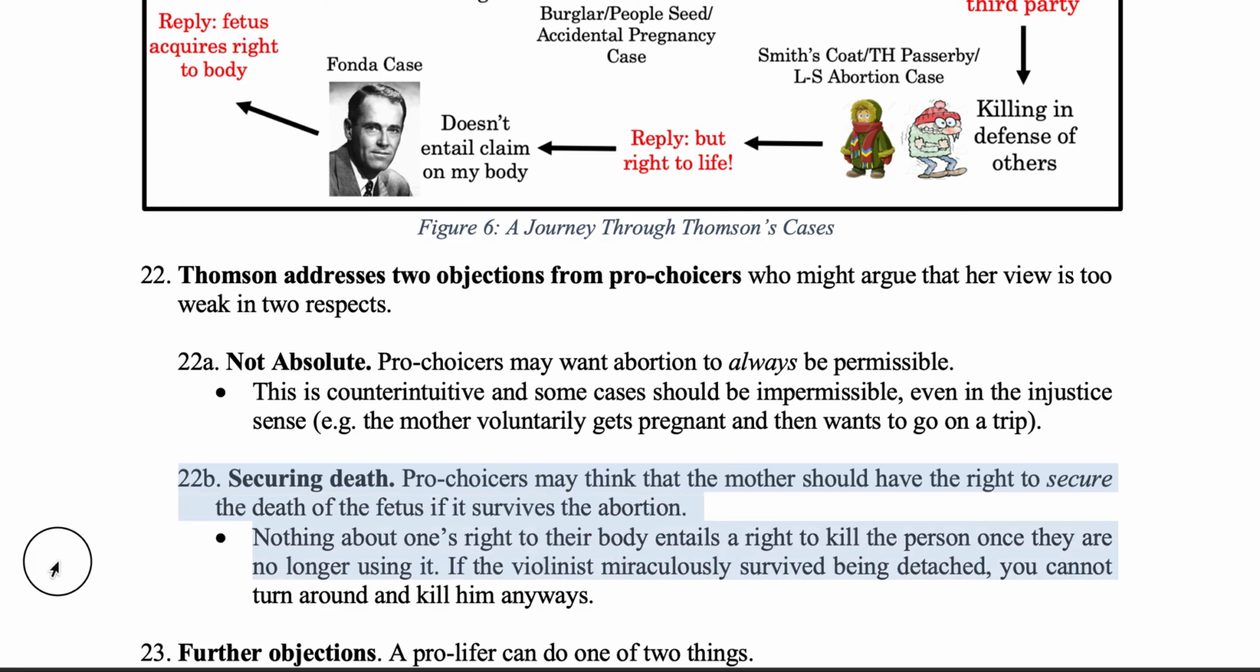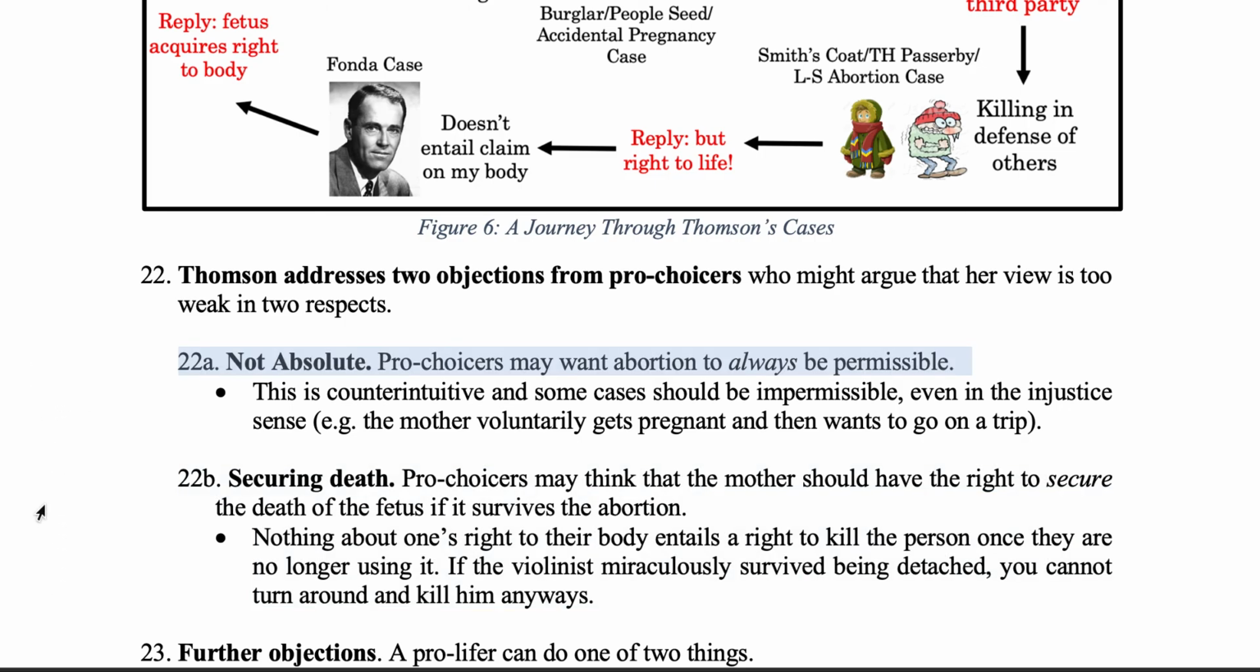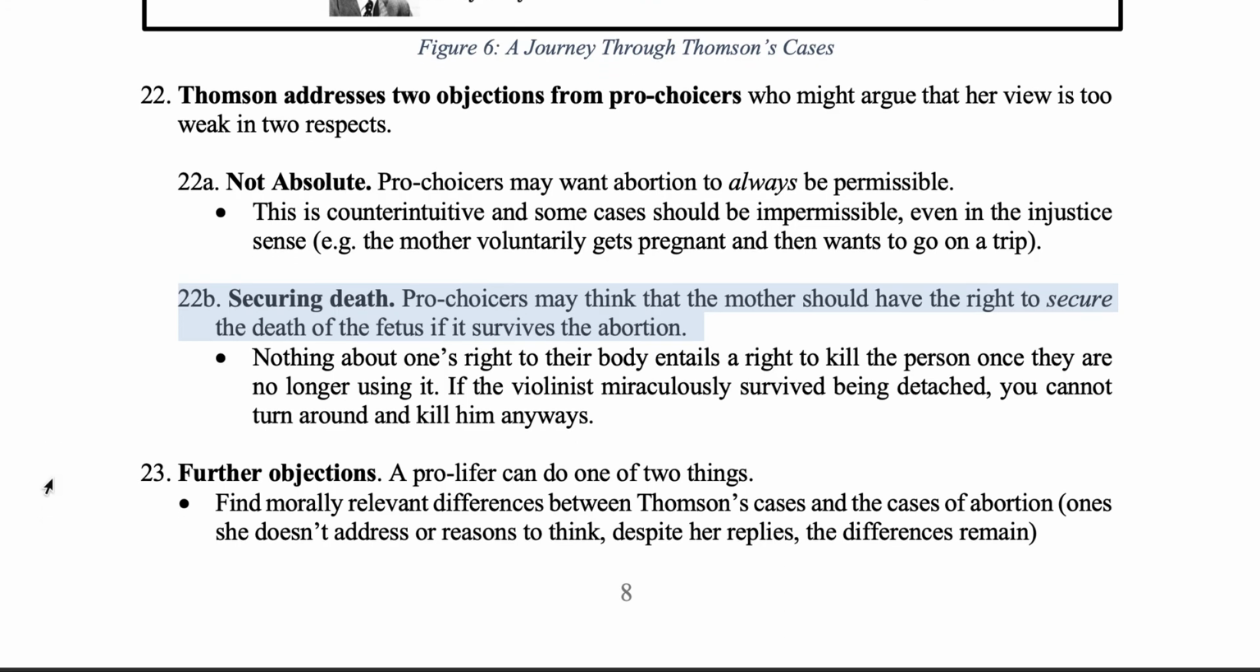She doesn't want to get that result. She doesn't want it to be absolute, and she doesn't want it to secure the permissibility of killing the fetus even if it survives the abortion. So she doesn't want those things.